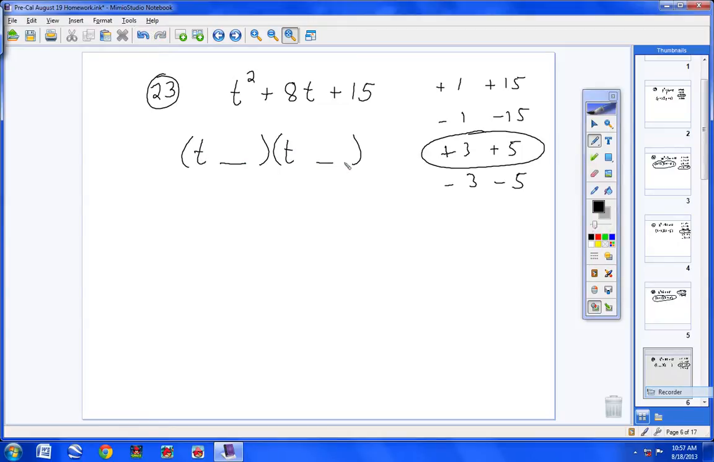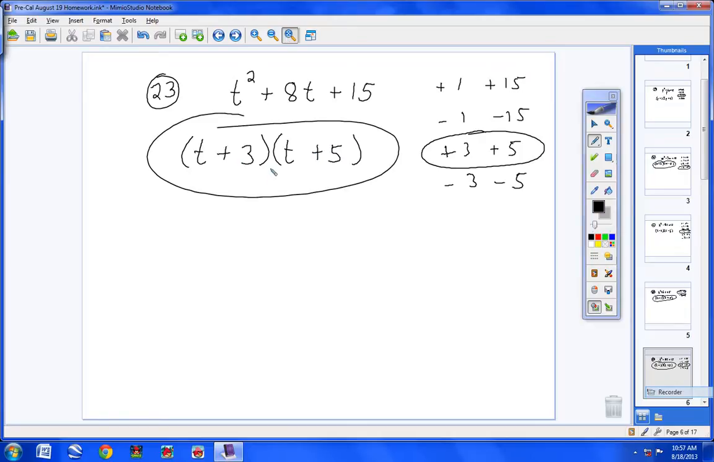Now, what about my last blank here? Well, look at your last term. It's a positive 15. There are no t's with it, no variables, so I'm going to use positive 3 and positive 5 and nothing else. Of course, I get positive 3 and positive 5 because that's the group that I circled off to the side. There, we did it. We factored number 23.